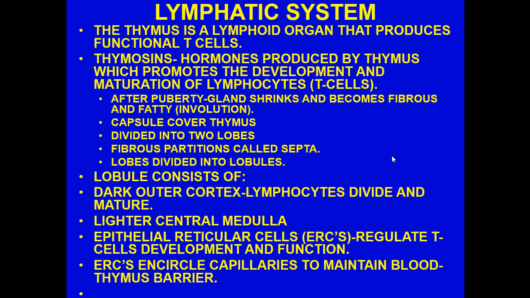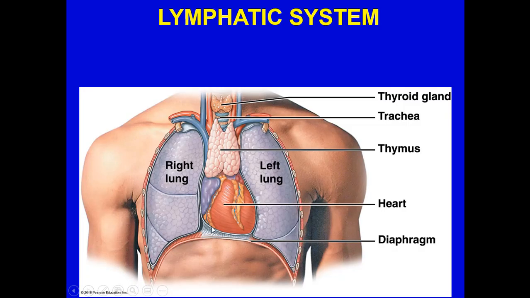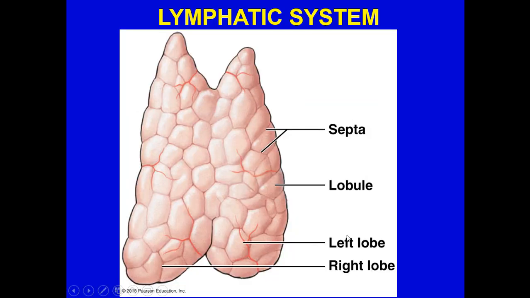ERCs, epithelial reticular cells, also encircle capillaries to help maintain a blood thymus barrier. Now, if you see from the larger view here, this is where the thymus is in the thorax, superior to the heart, in the mediastinum area. Notice that you have a right and a left lobe, and then the lobules. And if you move closer, you will see the septa, which separate out the lobules, right lobe, left lobe.